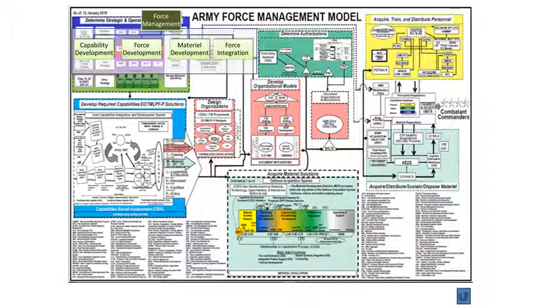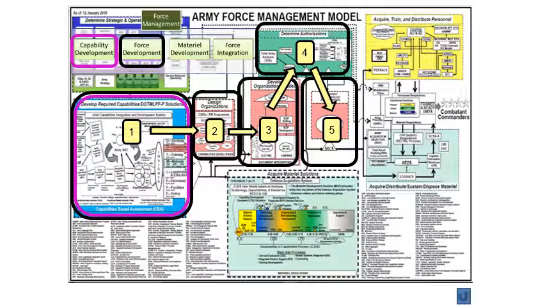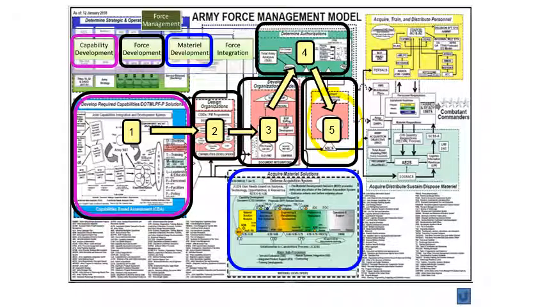So again, let's just go over the force management model, developing capabilities, also phase 1 of the 5-phase force development process. Here you see the 5 phases. Again, the purpose of these 5 phases is to produce the Army's force structure in the form of MTOs and TDAs. For material development, that's the defense acquisition system.